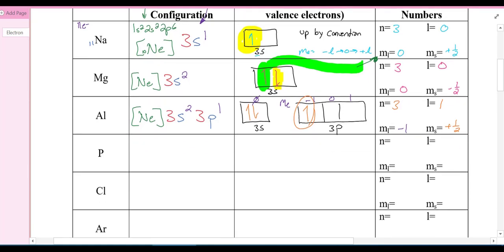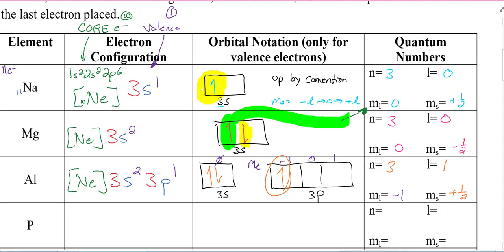Let's try phosphorus. Now, before I go into phosphorus, just remember, at any time in these videos, you can pause, rewind, watch again. Electron configuration for phosphorus. So the noble gas we'll use is neon.